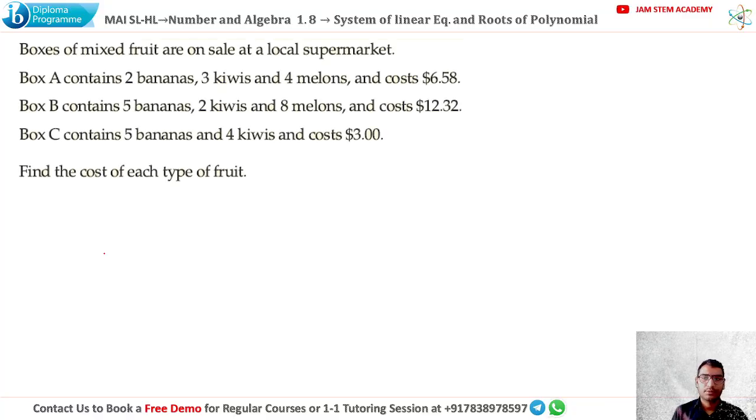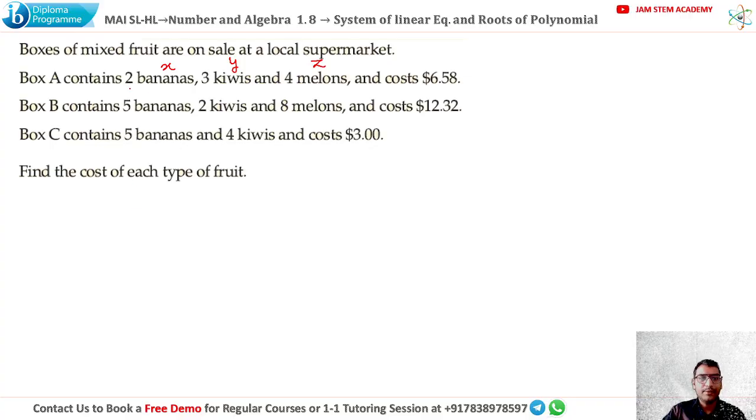Next part is statement based problems. Boxes of mixed fruit are on sale at a local supermarket. Box A contains 2 bananas, 3 kiwis, and 4 melons and costs $6.58. Similarly for the second box and third box. It says find the cost of each fruit. So let's say the cost of bananas is X, cost of kiwis is Y dollars, and cost of melons is Z dollars.